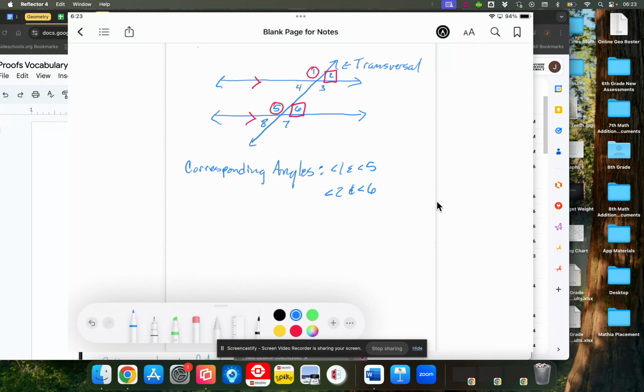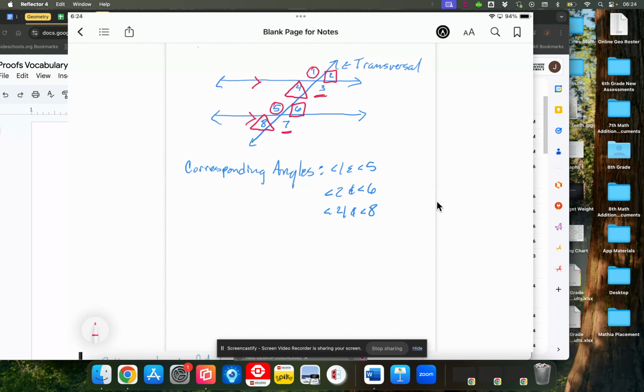We can say that angle 4, you can see I'm kind of boxing these figures in with different shapes to match them up. So 1 and 5 are circled, 2 and 6 are in a square, 4 and 8 are in a triangle. I'm just showing that they match each other. So angle 4 and angle 8 are corresponding. And lastly, angle 3 and angle 7 are corresponding.